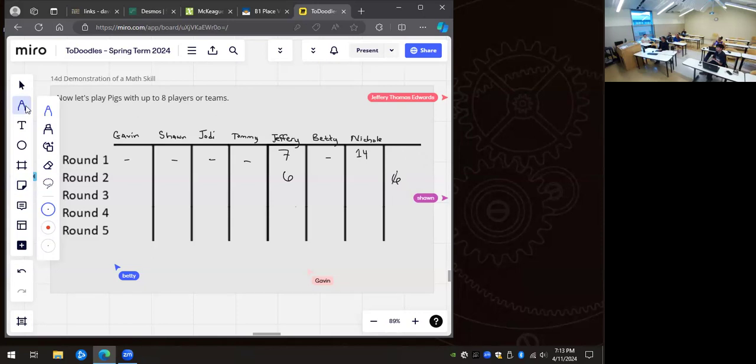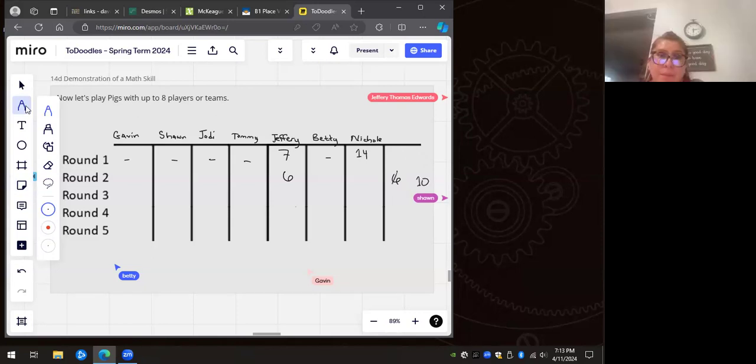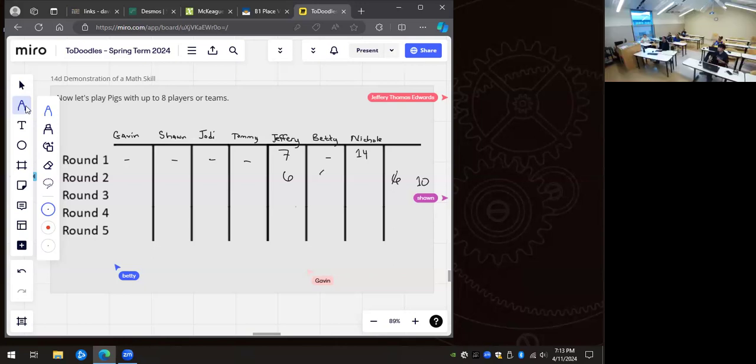4, so 6 and 4 is 10. Anyone want to stop with 10? Me. Is that Betty? Yes. Okay, Betty has 10 points for round 2, all secure and safe. 3, 10 and 3 is 13. Anyone want to stop with 13? Sean, same. Okay, Sean and Gavin have 13.